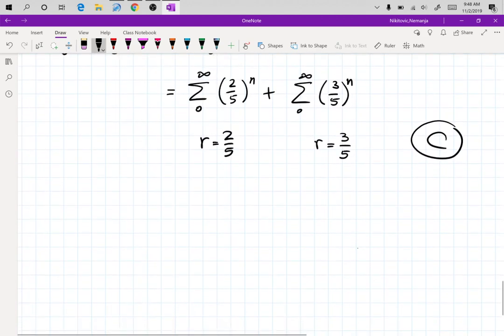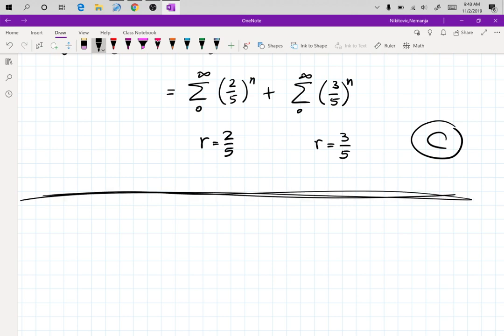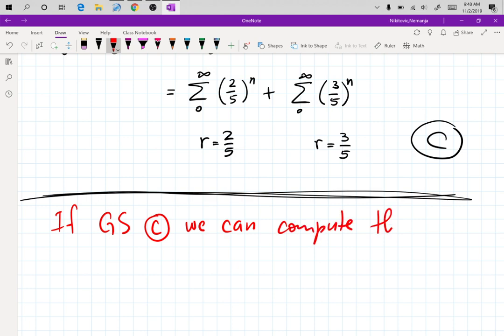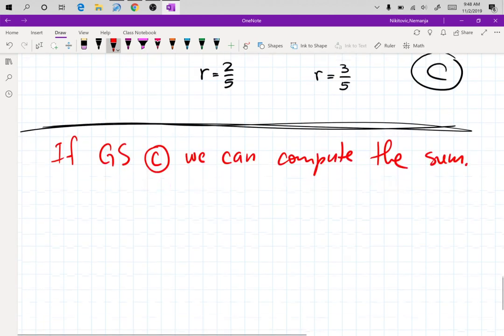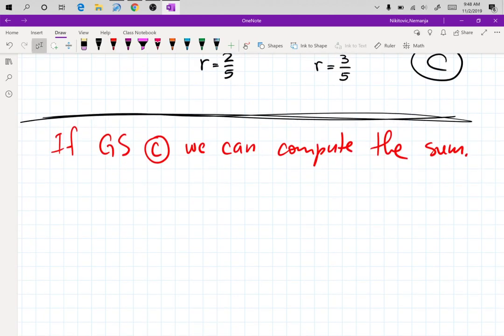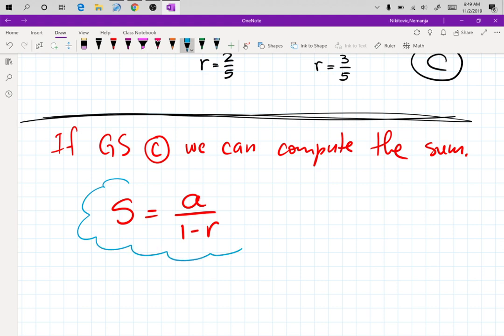Now, what's the next piece of information that we have to learn for these? If geometric series converge, we can compute the sum. Look at your comments box on the paper I gave you. It says that the sum is equal to a divided by 1 minus r. So we can figure out what they add to by computing this formula.